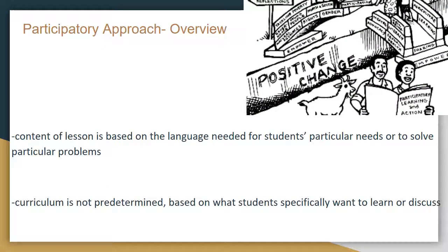Now let's get into the participatory approach. Let's provide a quick overview. So the participatory approach focuses on having a lesson that is based on the language needs of students' particular needs in their daily lives, or what problems they face in their daily lives. So the goal is to provide students with the language that they will need to overcome any difficulties they face, or to meet the ends that they are trying to pursue in their lives, in their careers, or in their family lives. So the curriculum is not predetermined. It's basically based on what students specifically want to learn or discuss.